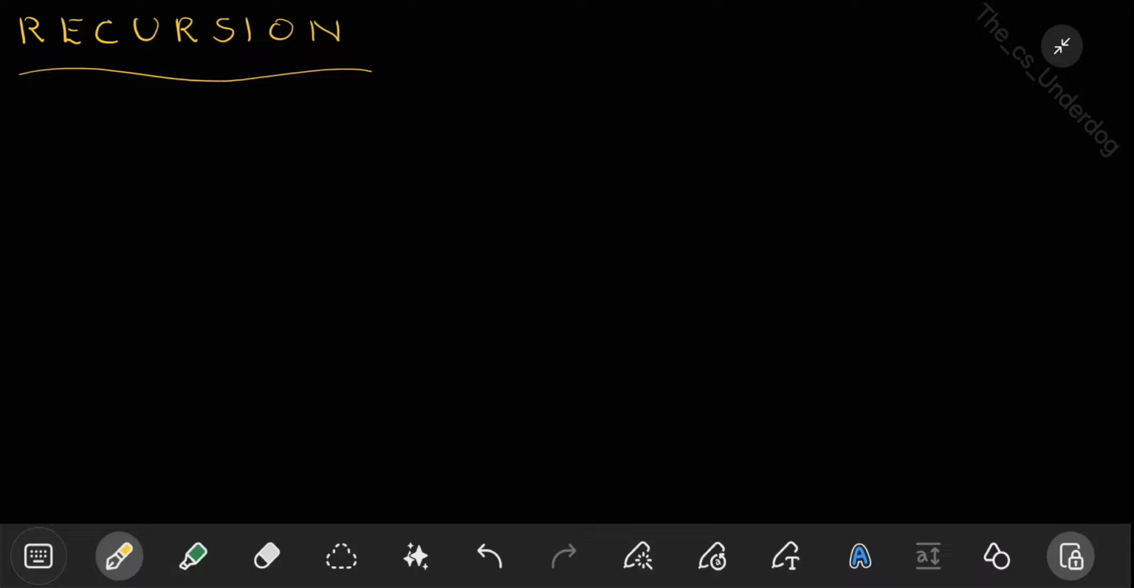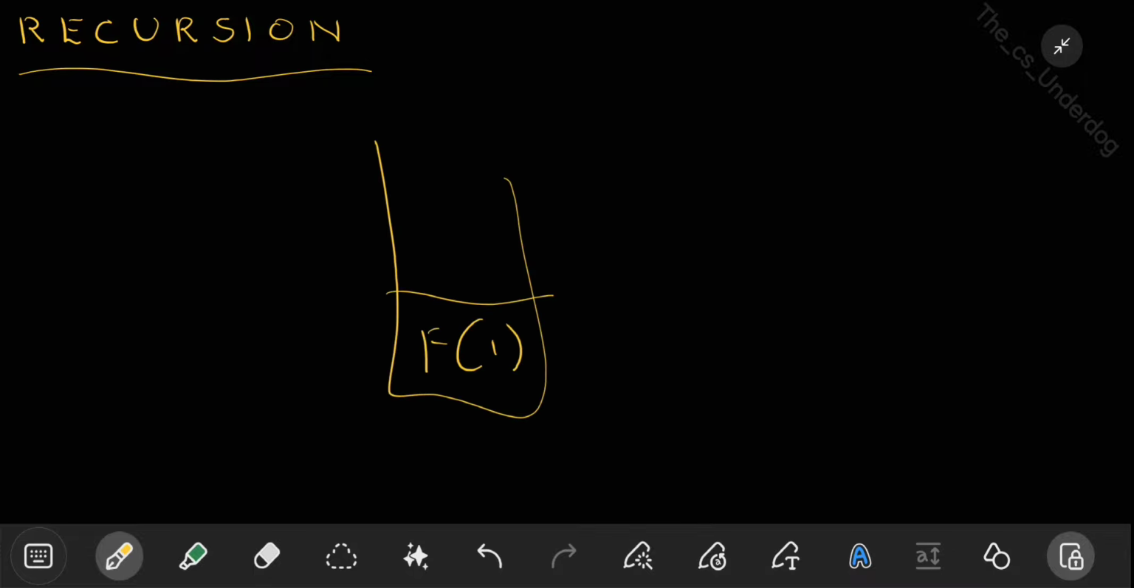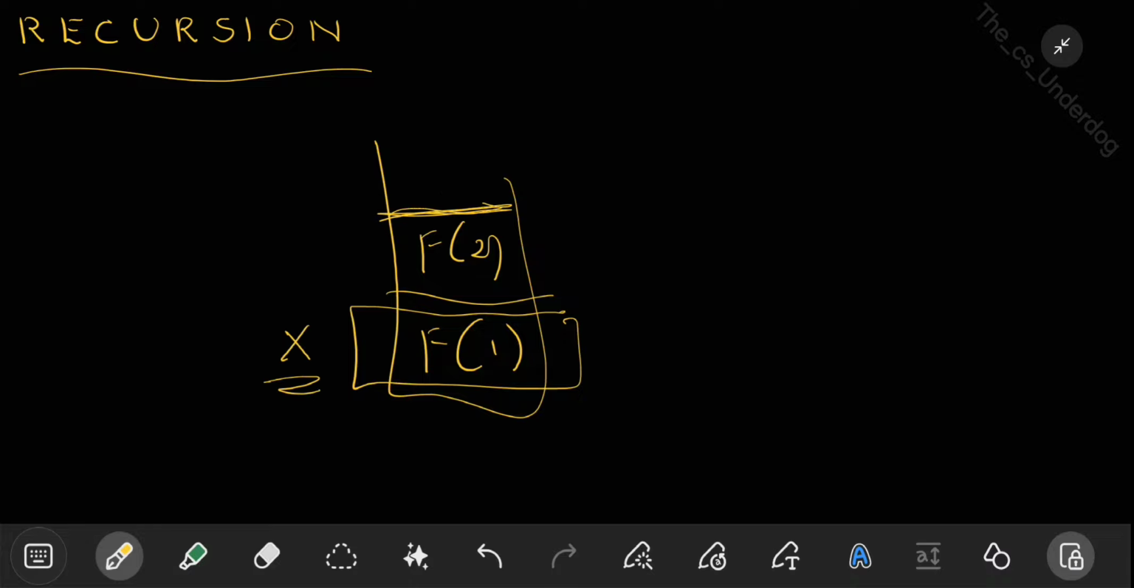So when a recursive function is called, what happens? Let us say you are executing some function. While executing it, you called recursively, maybe you called f of 2 recursively from f of 1. What happens is the current function execution gets halted. It stops and waits for the result from the recursive call.